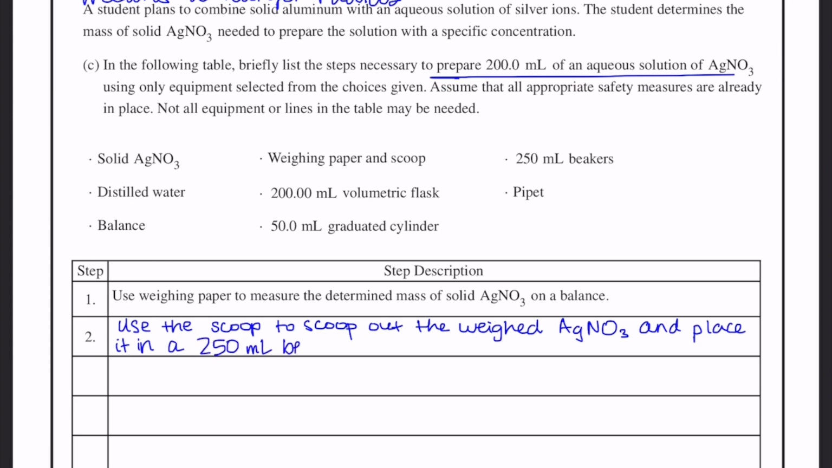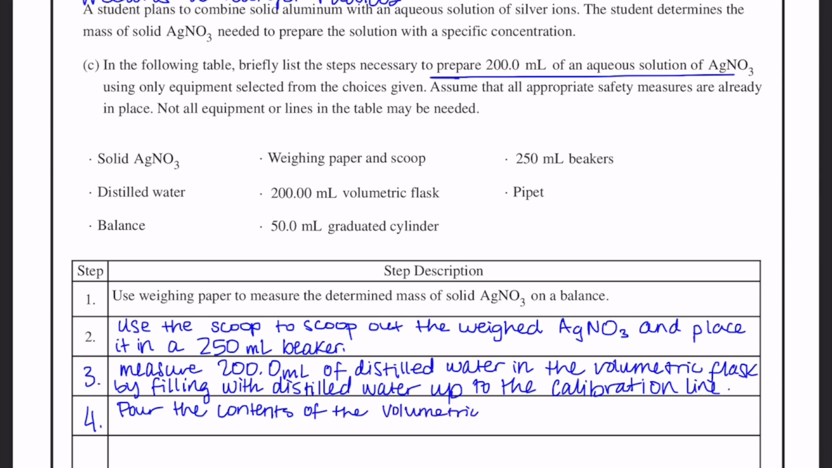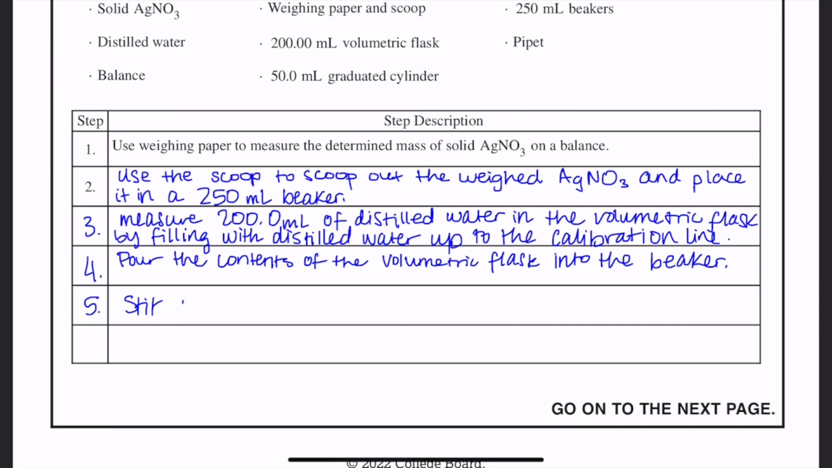Next, we're going to use a volumetric flask to take care of the solvent. So we're measuring 200 milliliters of water. And then remember, for these flasks, we're going to be filling it up to the calibration line. So we have to say that as well. Now what we're going to do is combine solute and solvent, pour the contents of the volumetric flask into the beaker that we use in step 2. Then we're going to stir until dissolved.